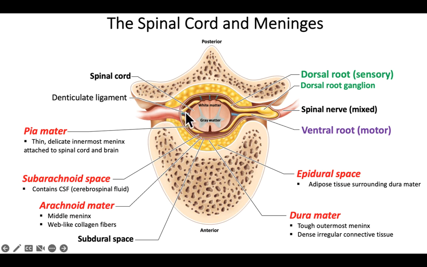There's a little extension here off the pia mater called the denticulate ligament. It kind of helps hold that spinal cord in place. We don't necessarily want it moving around much in that vertebral canal. So quite a bit of anatomy to go through on that picture.